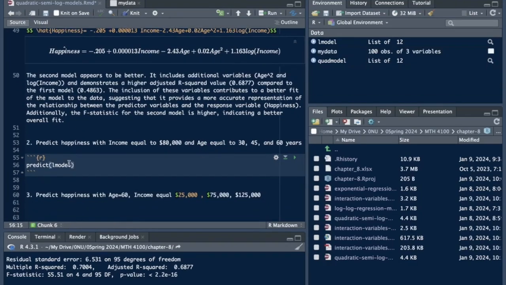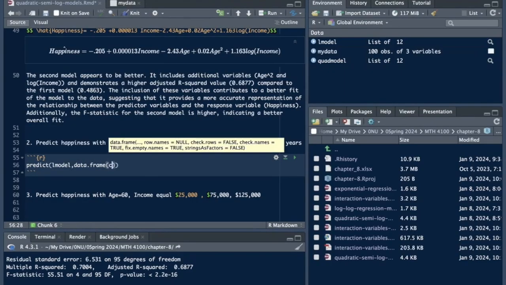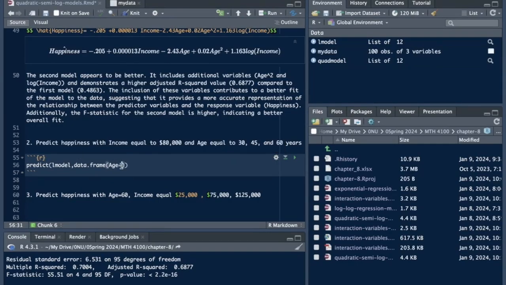To predict this one, I'm going to plug in a data frame with these values. Age has three values, so I'm going to add a vector with c: 30, 45, 60. Different ages with one income. So the income is 80,000. By the way, don't put the comma and dollar sign here. It should be a numeric number. If you got an error from the previous ones, that means you're trying to put the comma here. No, this is numeric.